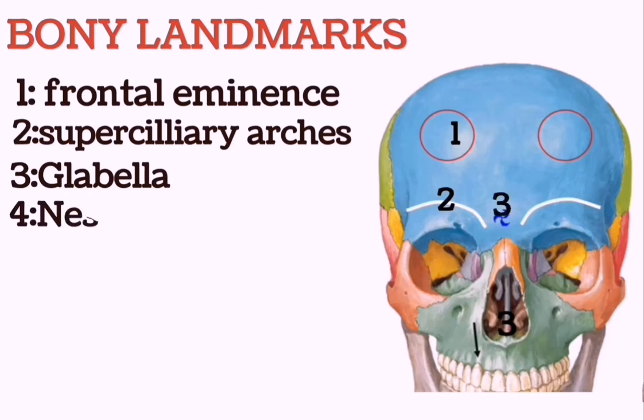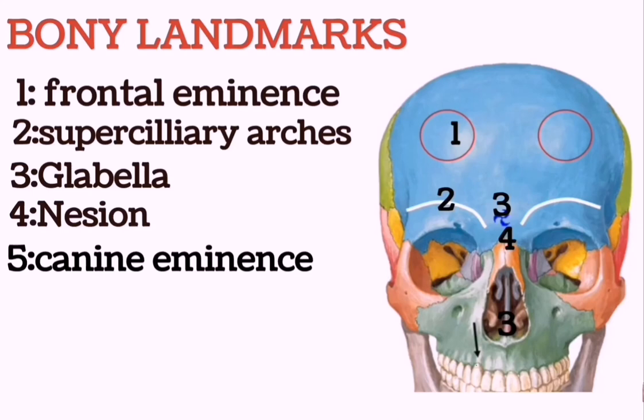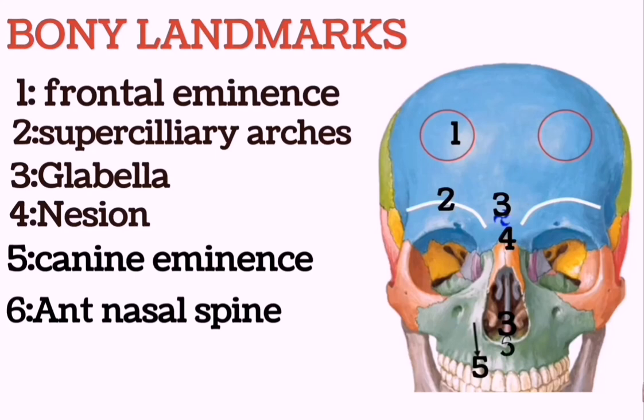The fourth one is the nasion, which is a depression at the level of the frontonasal suture. The fifth one is the canine eminence, which is formed by the root of the canine teeth. And the sixth one is the anterior nasal spine, which is formed by the protuberance of the maxilla at the level of the nose.